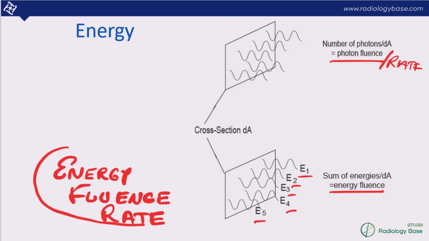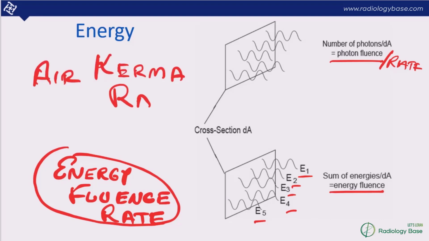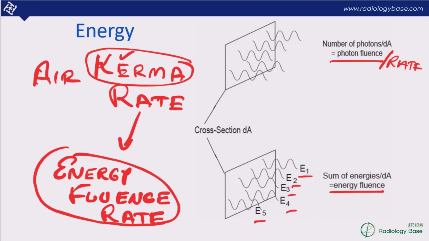Now the issue is that we cannot stop all the photons and calculate their energies, but we can have an indirect measurement, and that is known as air kerma rate. This is the indirect measure of the flow of energy by all photons through any area in a given time. KERMA stands for kinetic energy released to matter, and we'll be discussing this. This air kerma rate can be used to calculate radiation doses and other things, and we will discuss this in detail as we move forward.